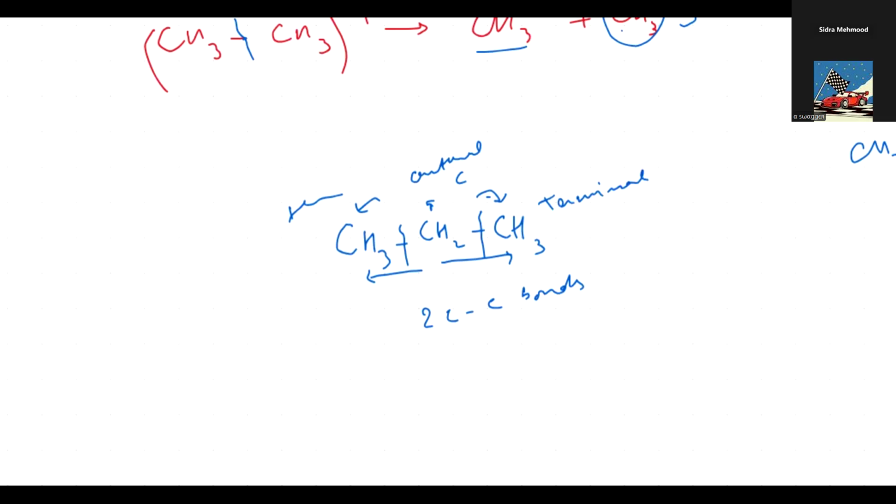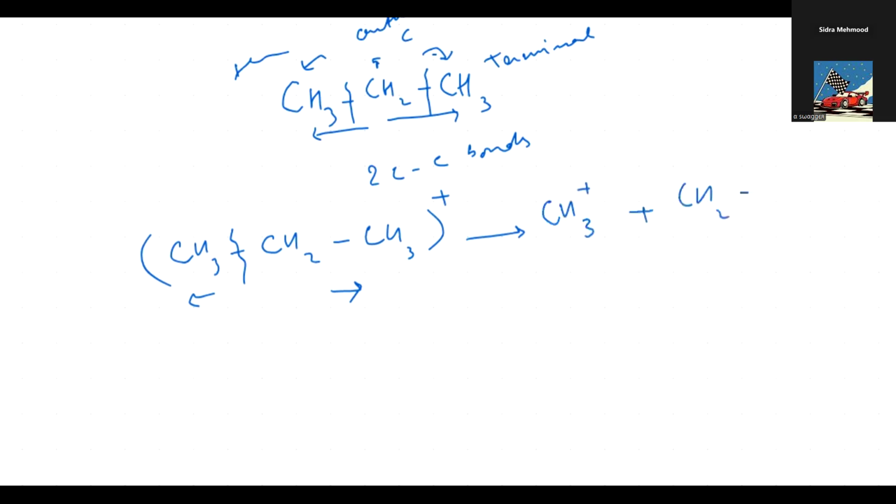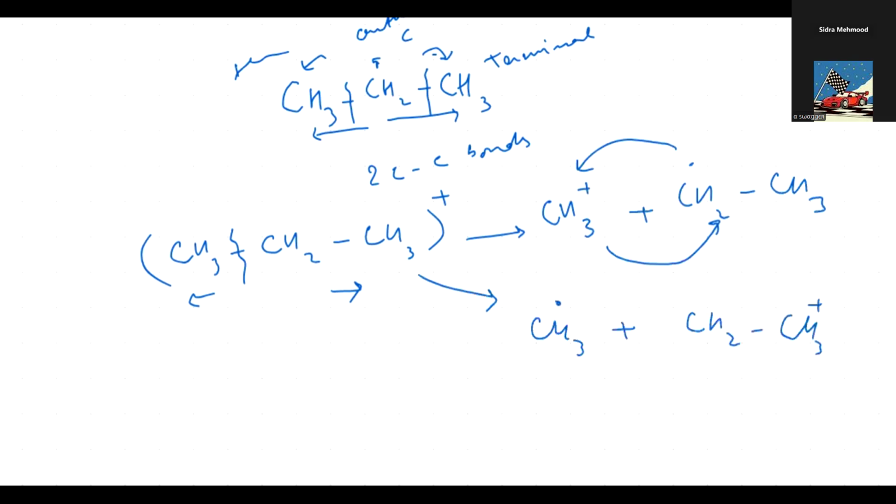If you see the fragmentation of this propane molecular ion, basically we have CH3, CH2, CH3 as the propane molecular ion, and its fragments will be like maybe one fragment in which we have the methyl group and the ethyl group. It will fragment into two parts, CH3 plus CH2, CH3. There are two possibilities. The other is a CH3 radical plus a CH2, CH3 ion.